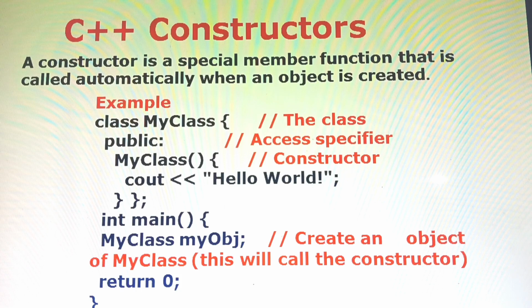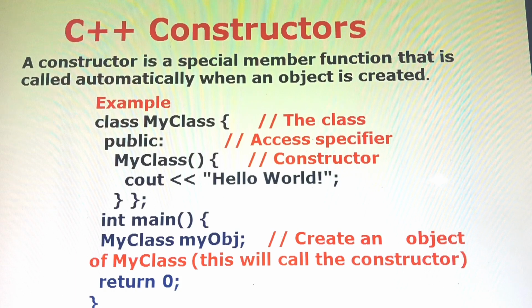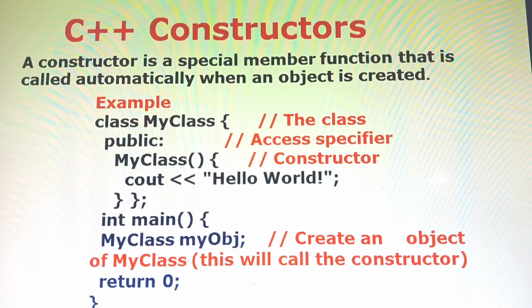The constructor is a member function, but it is called automatically when we create an object of the class, because the class name and constructor name are the same. In such a way we can use the constructor in the program. In the class we have to create the constructor. Then in the main program, when we create an object, it will call the constructor automatically.